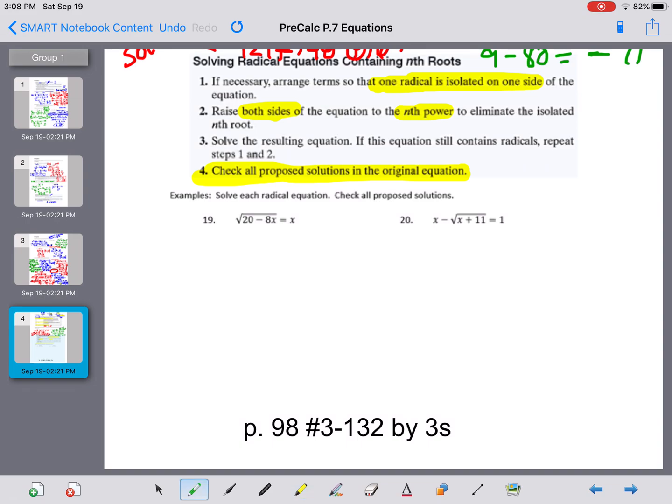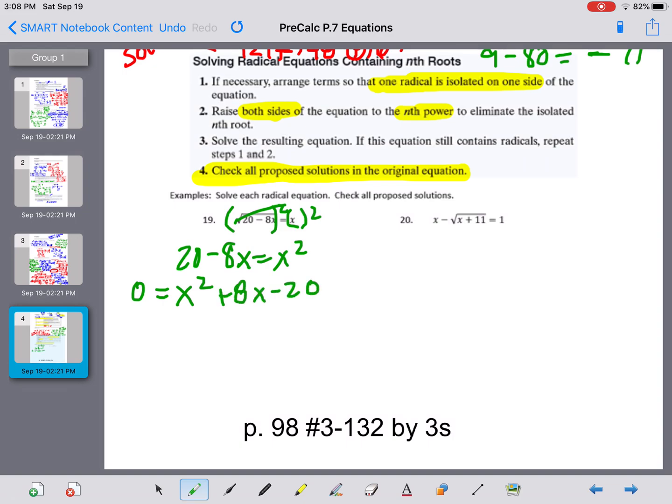All right, so let's try number 19. I have the square root of 20 minus 8x equals x. My radical is already isolated on one side, so I am ready to right away just square both sides. When I square a square root, they cancel, and I get 20 minus 8x, and x squared is just x squared. Looks like I have a quadratic. I'm going to set it equal to 0. X squared's on the right, so I'm going to move the other two things over, make it plus 8x and minus 20, so that I'm in standard form.